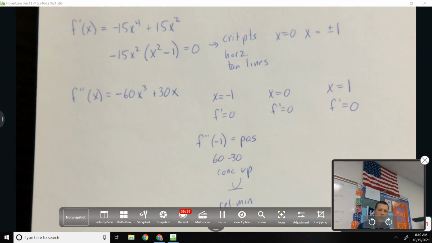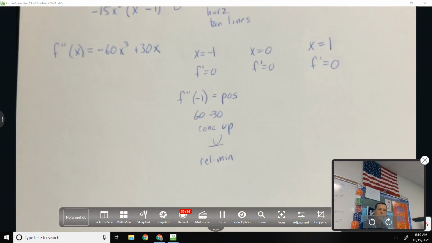Especially after yesterday's quiz, you guys, you have to show your work on this stuff. This is how you justify your answer. You can't just say, oh, it's a relative min. Like, how did you know that? Tell me, explain to me, show me.